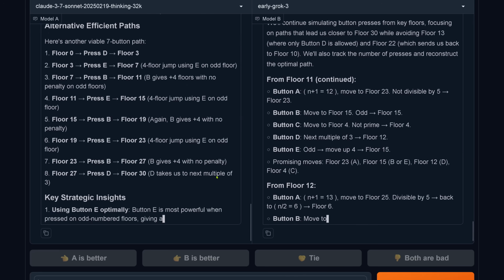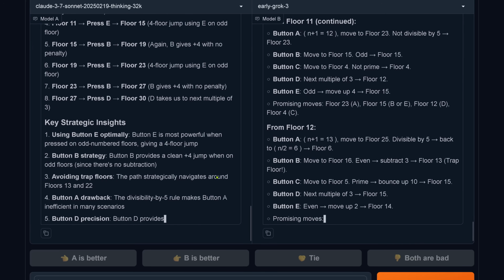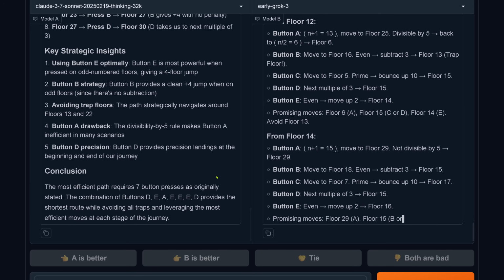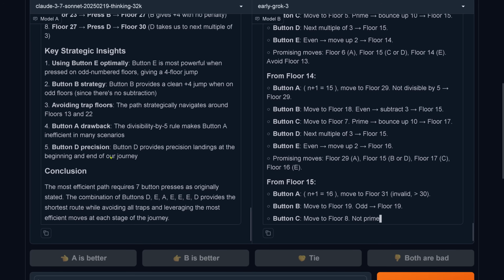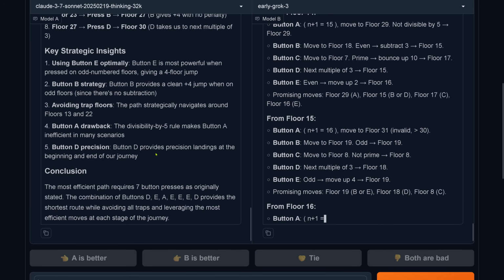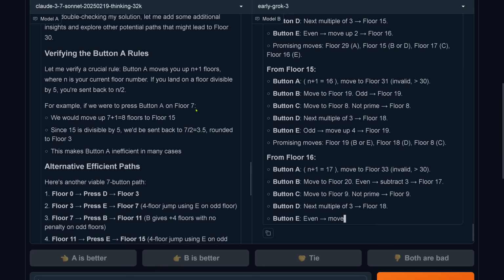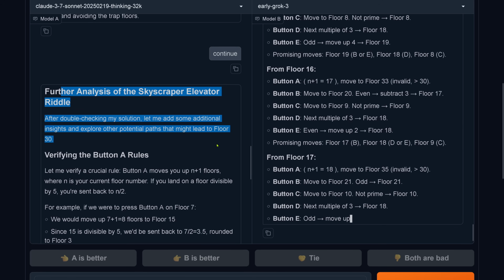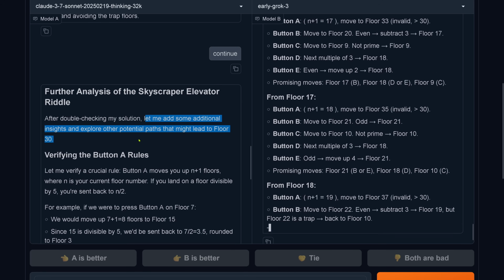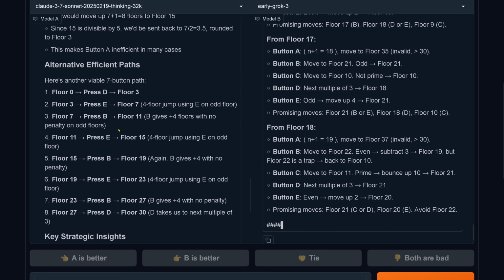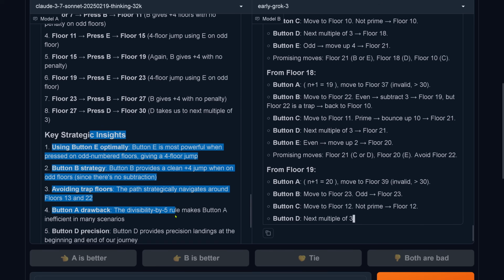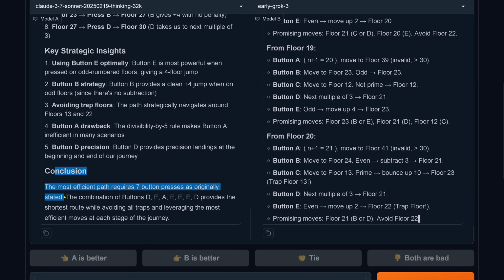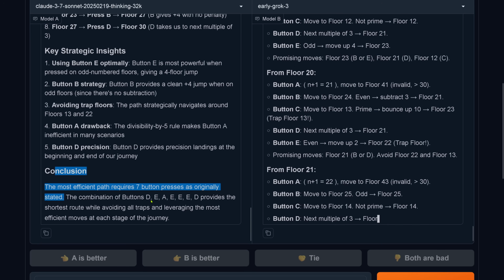Interestingly, Claude 3.7 Sonnet makes now another run on this. So Claude 3.7 tells us, hey, I do this again. And interesting, if you look at the left side, you see it comes here to absolutely the same conclusion. Okay, further analysis, double checking, verifying again. Let me verify this again on an alternative path. But the end is also, as you see, this most efficient path requires 7 button presses. This is still not correct.